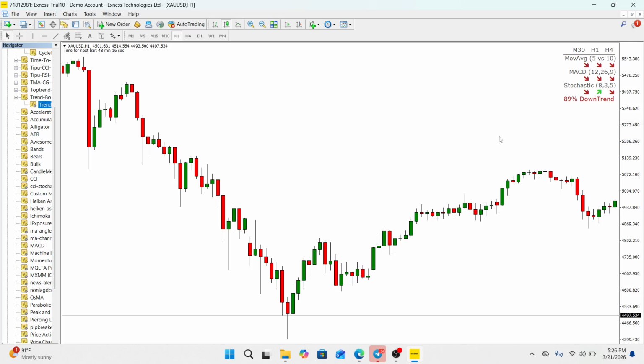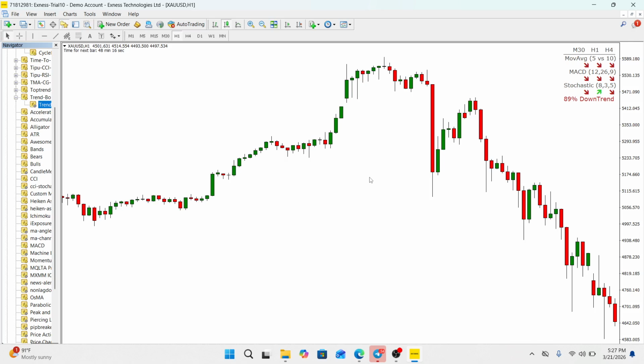The Trend Bolt Mini Panel appears as a small movable panel on your chart that lists selected time frames such as the M1, M5, M15, H1, H4, and daily, with color-coded trend status for each. Bullish conditions are shown in one color, green in this case, and bearish conditions in another, red in this case, giving you an instant snapshot of whether the market is aligned across time frames or mixed.